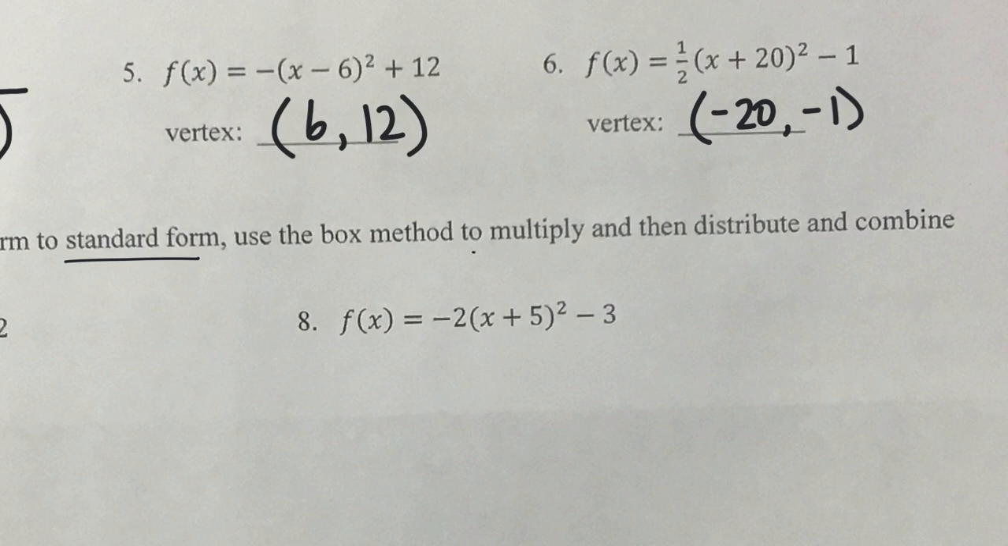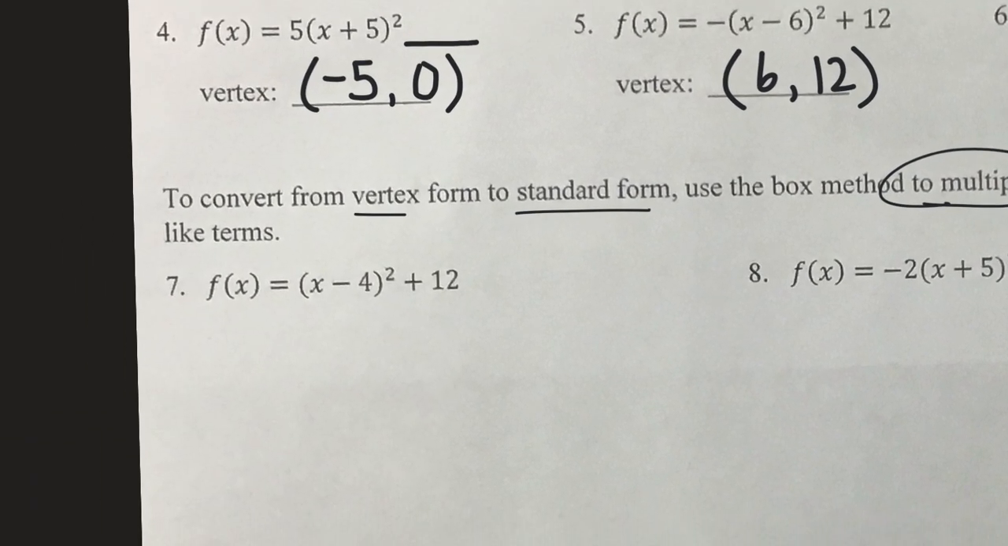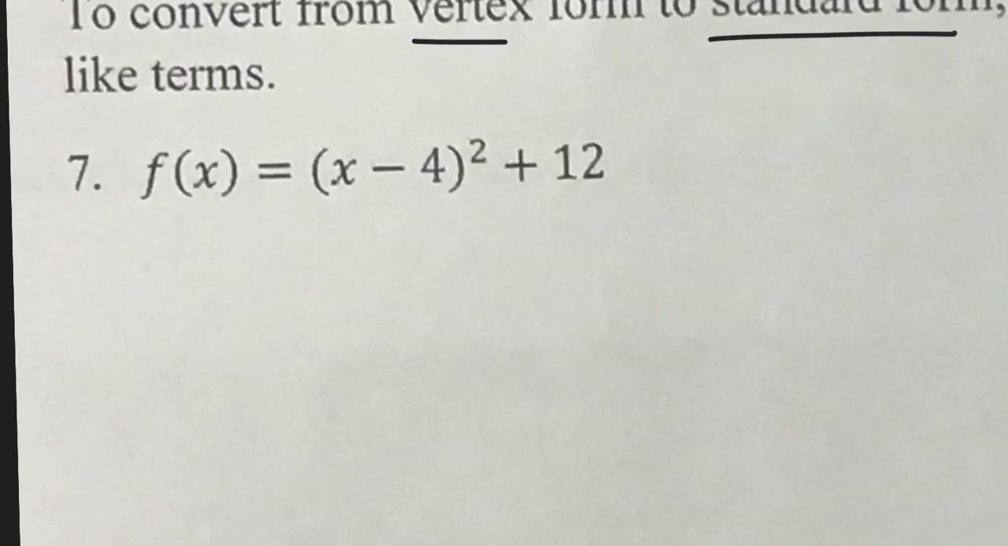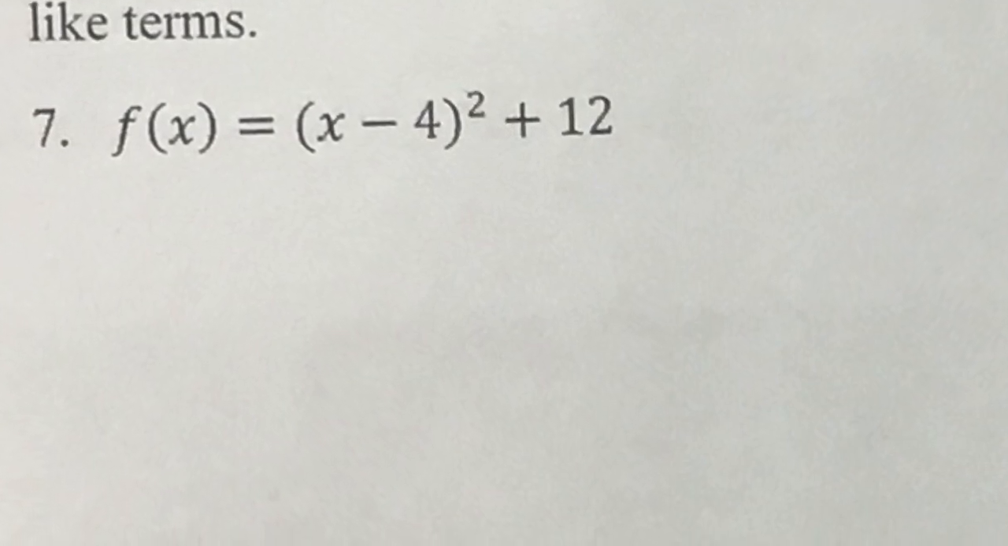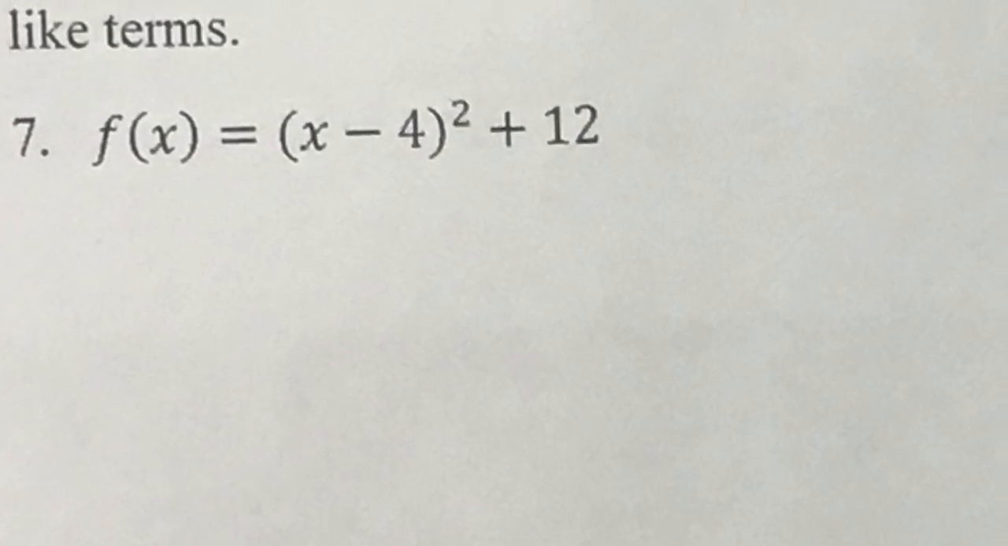Use the box method to multiply, and then distribute and combine like terms. However it is that you want to multiply, that's how you're going to do it. If you like the box method, great. If you want to distribute double, that's great too. But the understanding is, and this is what's the matter with a lot of things around the world, what does it mean to square something? This is where your understanding needs to come in. What does it mean to square something?